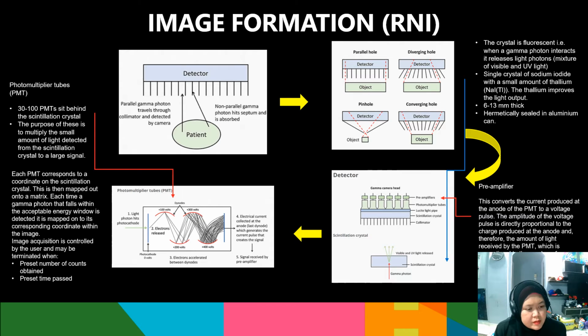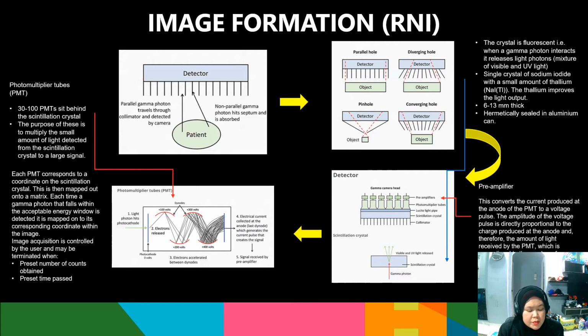So the purpose of this is to multiply the small amount of light detected from the scintillation crystal to a large signal. Then this converts the current produced at the anode of the PMT to a voltage pulse. The amplitude of the voltage pulse is directly proportional to the charge produced at the anode and therefore the amount of light received by the PMT, which is proportional to the number of gamma photons that hit the scintillation crystal.